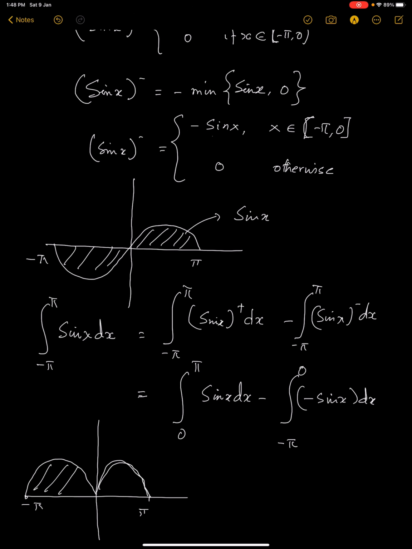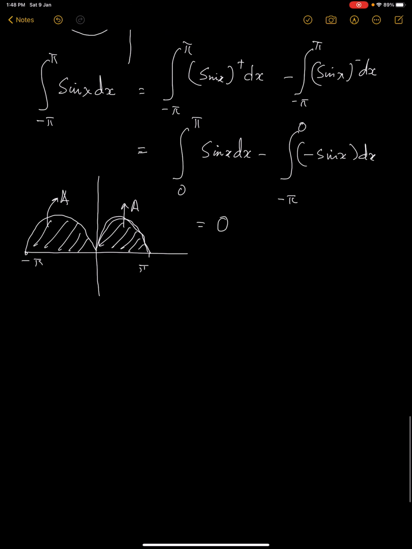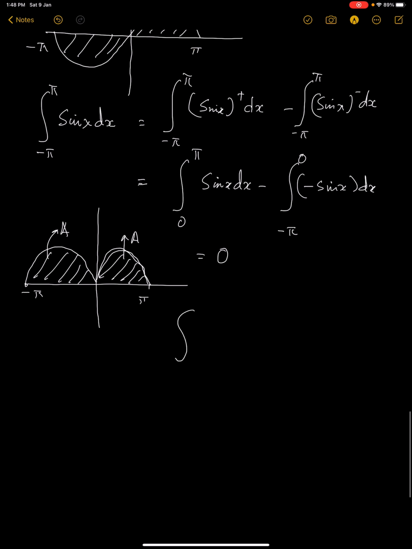Because of symmetry, these two areas are equal. If this area is A, this area is also A. So basically these two areas are equal and they will cancel out, they will give me 0. This we already know. So by using the definition that we have provided for a general function, this becomes 0.